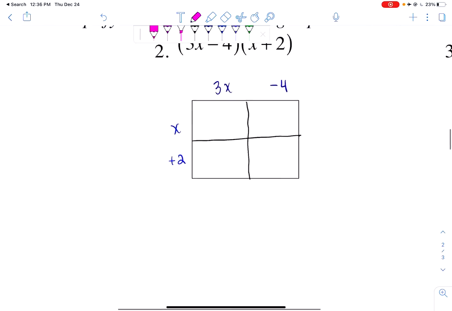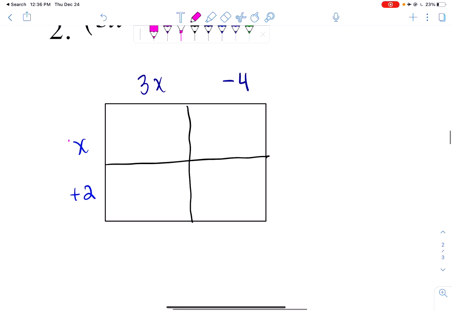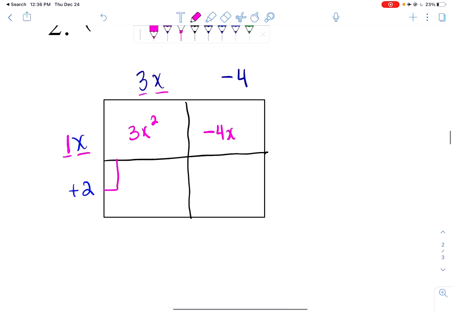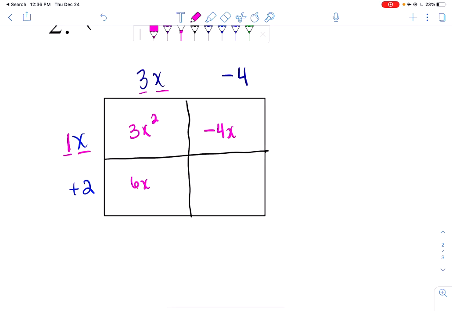Now we're going to multiply. So this is really a 1x. So 1 times 3 is 3. x times x is x squared. 1x times a negative 4 is a negative 4x. 2 times 3x is 6x. And then 2 times a negative 4 is a negative 8.